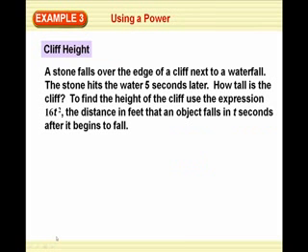All right, example 3, using a power. A stone falls over the edge of a cliff next to a waterfall. The stone hits the water 5 seconds later. How tall is the cliff? To find the height of the cliff, use the expression 16 times t squared, the distance in feet that an object falls in t seconds after it begins to fall. T is the seconds after it begins to fall, so it's going to hit the water 5 seconds later. So we're going to substitute in a 5 right there. So we're going to go 16 times 5 squared.